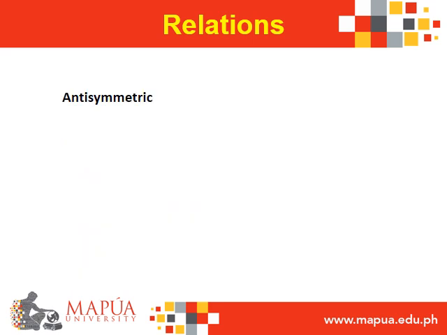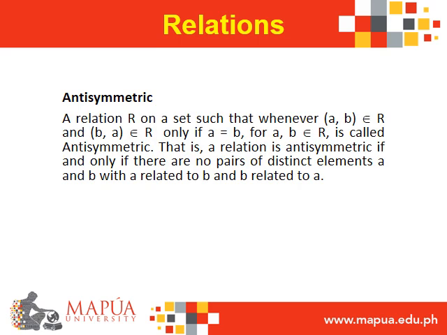The next classification or closure is known as antisymmetric. A relation on a set is called antisymmetric whenever A, B is an element of your relation R and B, A is an element of your relation R, only if A is equal to B. That means a relation is antisymmetric if and only if there are no pairs of distinct elements A and B, with A being related to B and B being related to A, given by the mathematical expression like this.